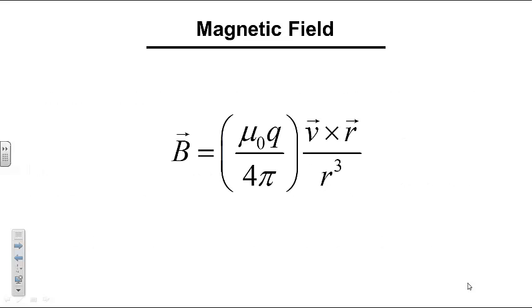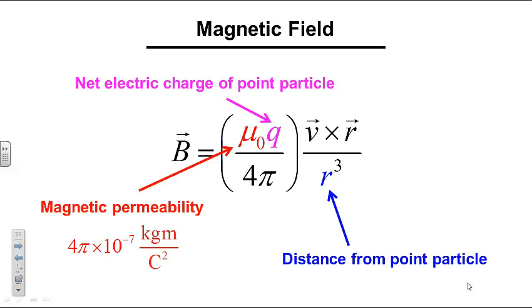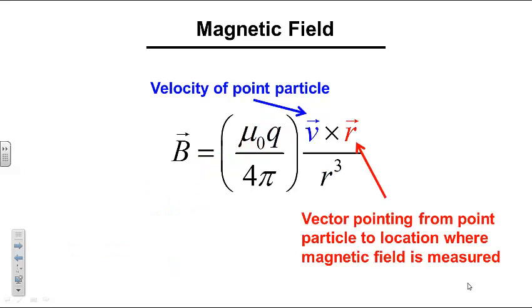This is the equation for the magnetic field of a moving charged point particle. It depends upon the magnetic permeability, the net electric charge of the point particle, the distance from the point particle to the position where the magnetic field is measured, and the velocity of the point particle. The vector r points from the point particle to the position where the magnetic field is measured.